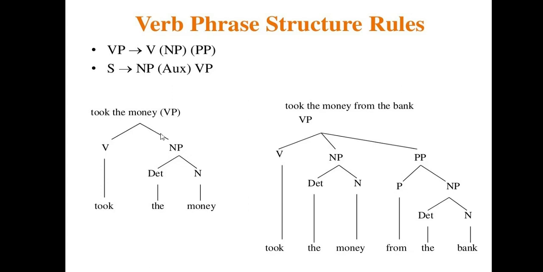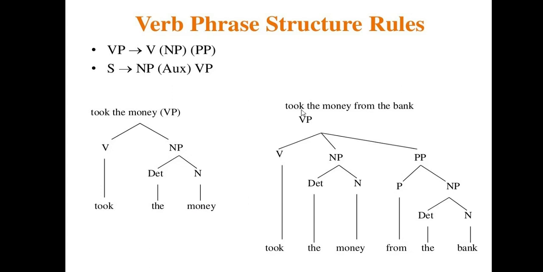Then I have to draw the line here. Noun phrase. And this noun phrase is composed of a determiner. I have to write Det here, which means determiner. Then I draw the line for the. Then we have a noun. What is the noun? Money. Money is the noun. So I draw it this way. This is the tree diagram for took the money, the verb phrase took the money.